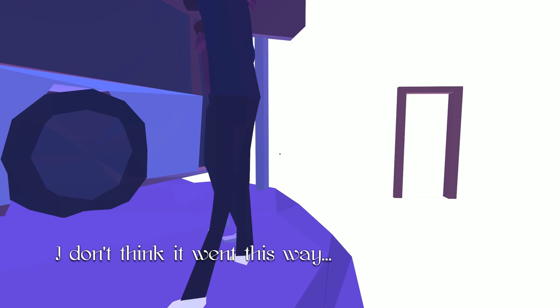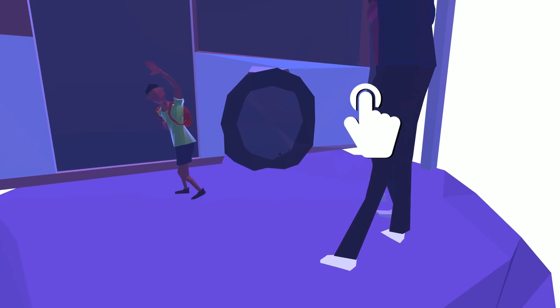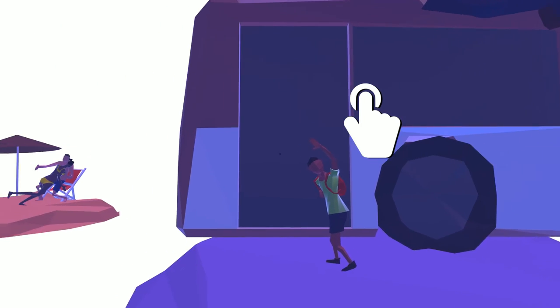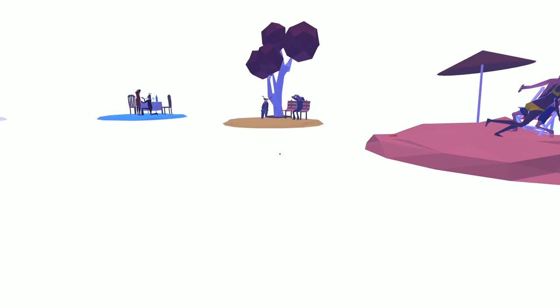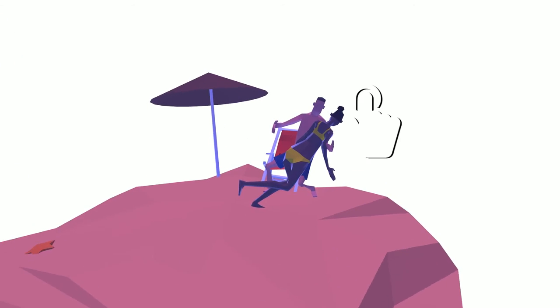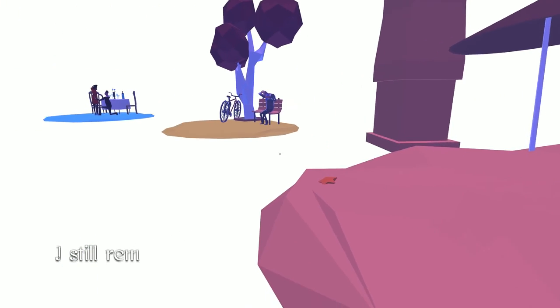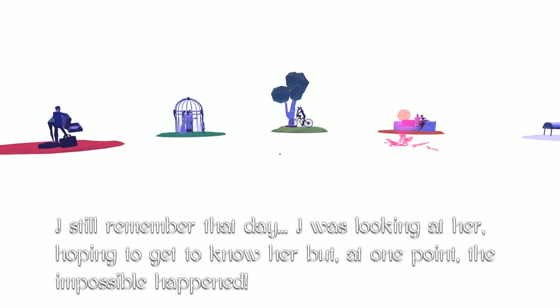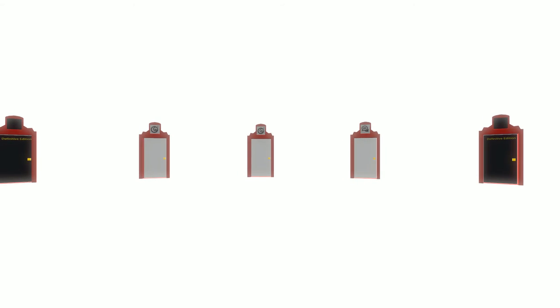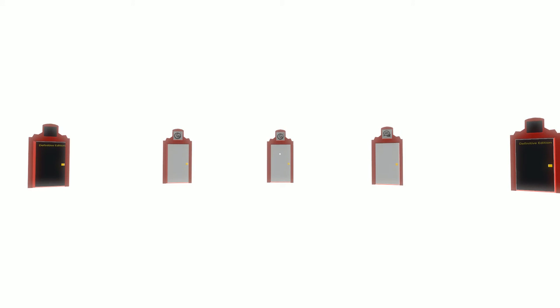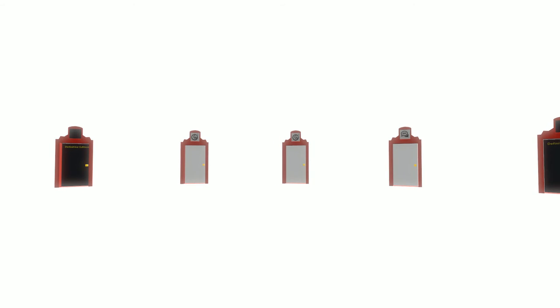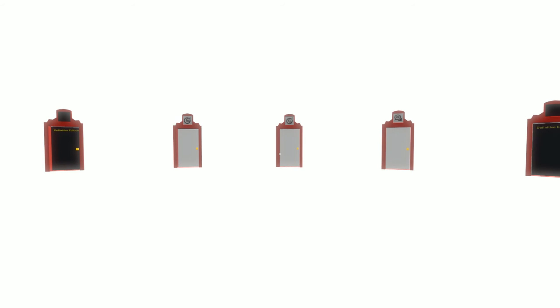Okay, what if I tap that? I don't think it went this way. God, let me move, damn it. Wait, maybe I should press E to speed. Yeah, I could have pressed E to actually skip those texts. Oh, I still remember that day I was looking at her. Well, for fuck's sake! I'm so tired of this. This is a free game, guys, on Steam, and I still feel like I lost money.